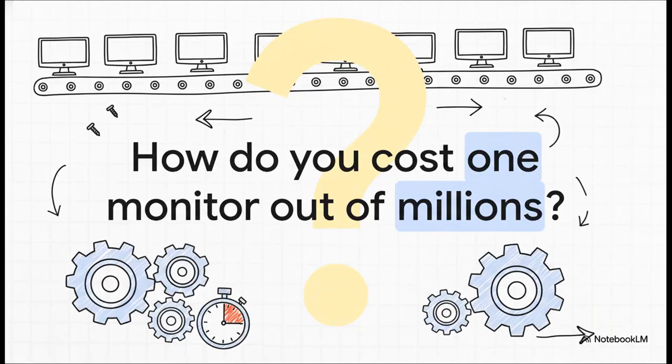So let's get specific. Picture a massive factory just churning out thousands upon thousands of identical computer monitors every single day. How in the world do they pin down the cost of just one? I mean, you can't exactly follow every single screw and every second of labor for each unit. That's the big puzzle we're going to solve today.